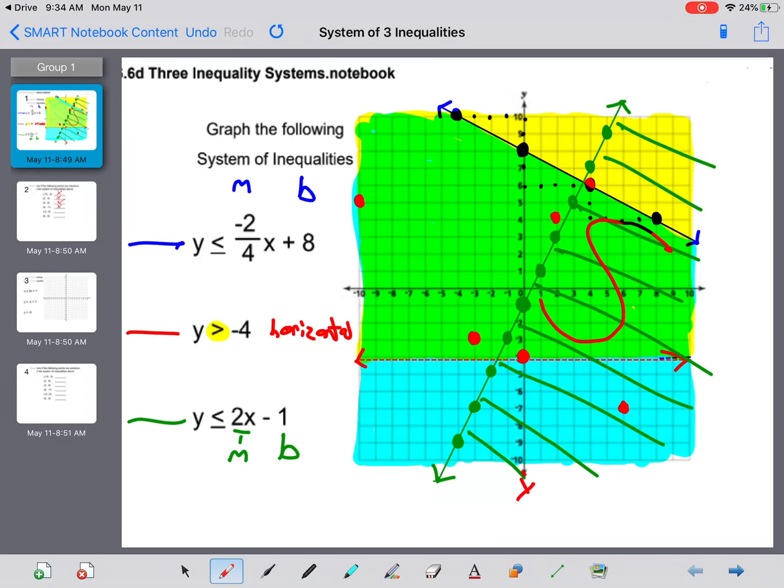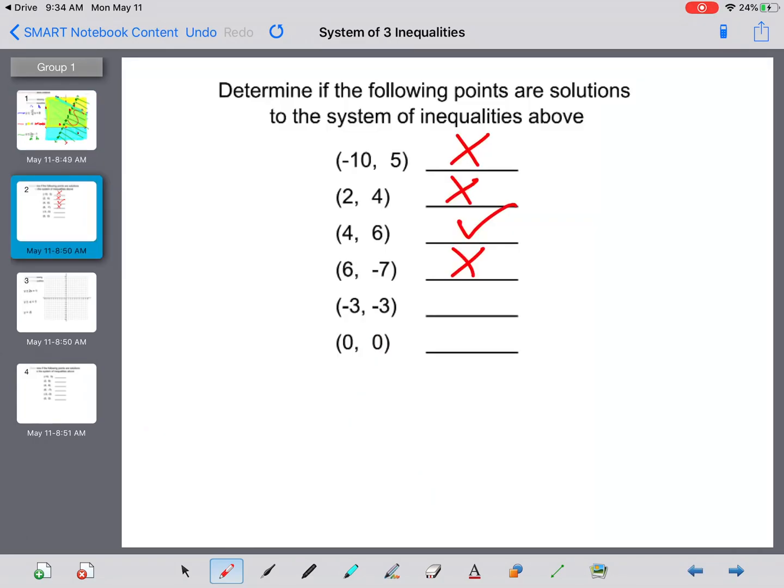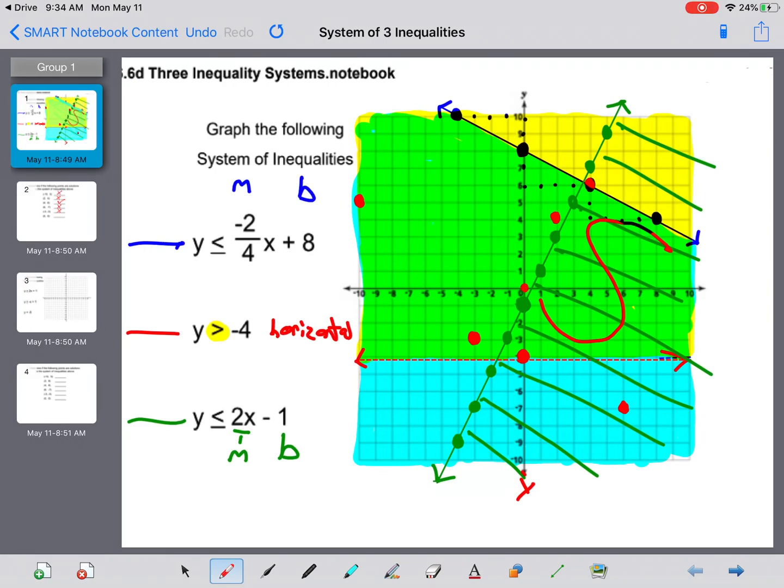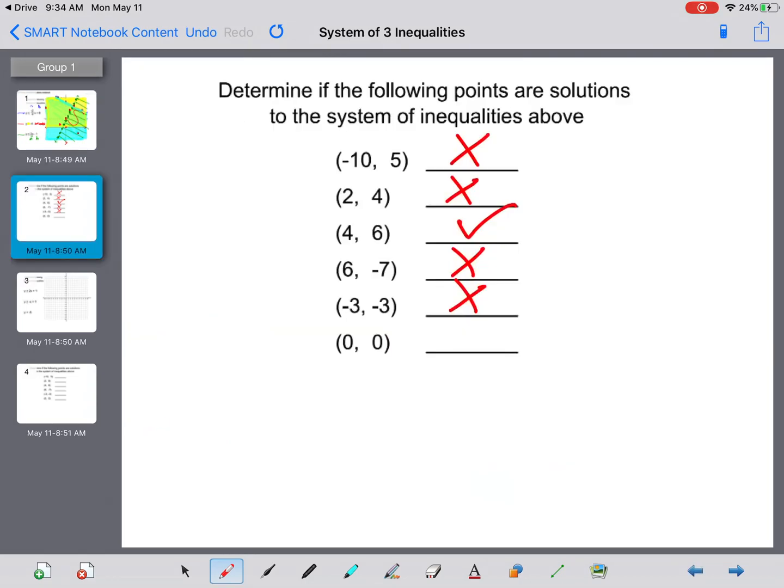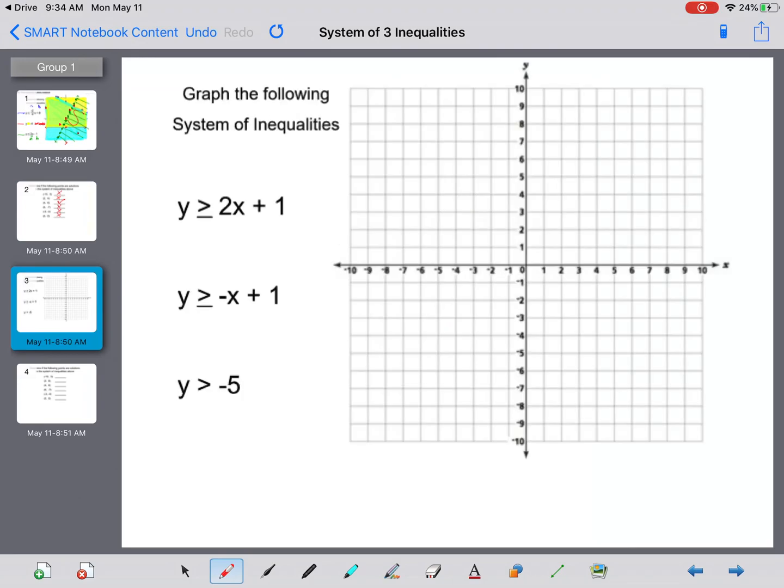-3, -3, left 3, down 3. Again, falls on the wrong side of our green inequality. The green line shading is not on that side. No good. And 0, 0, the origin. The origin just misses again. It falls on the wrong side of that green inequality.